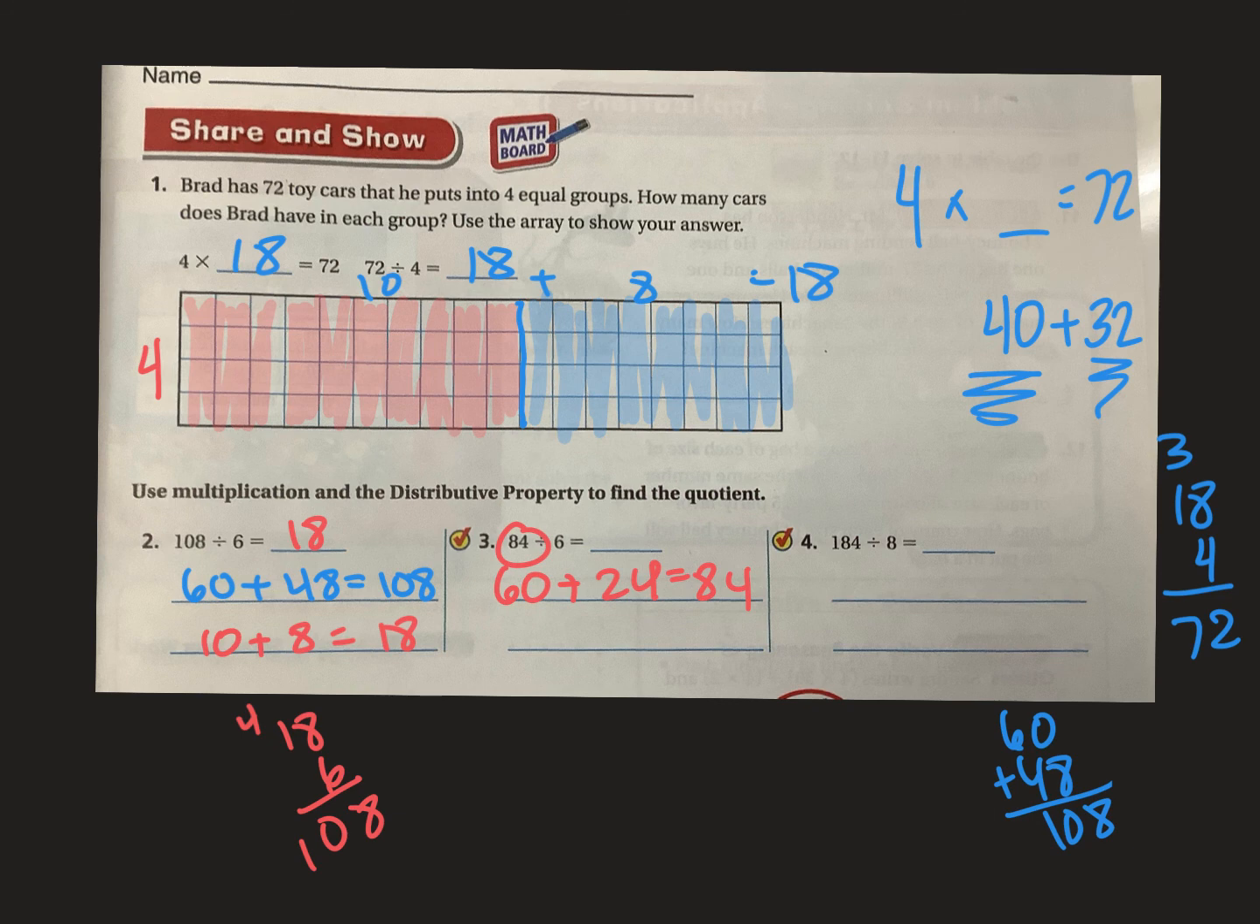Okay, now I'm going to do 60 divided by 6, or 6 times what number gives me 60? 10. And 24 divided by 6, or 6 times what number gives me 24? 6 times 4 gives me 24. So I'm going to end up with 84 divided by 6 being 14. Double check it. 14 times 6. 6 times 4 is 24. 6 times 1 is 6, 7, 8, 84.